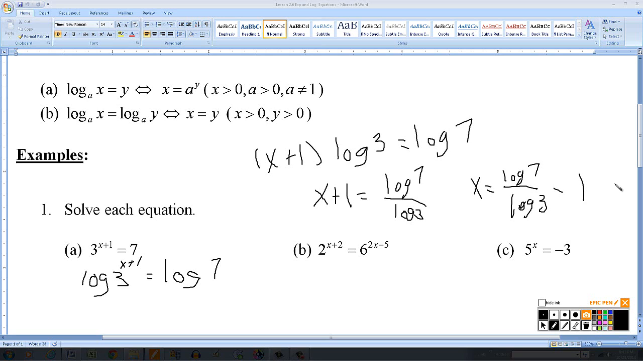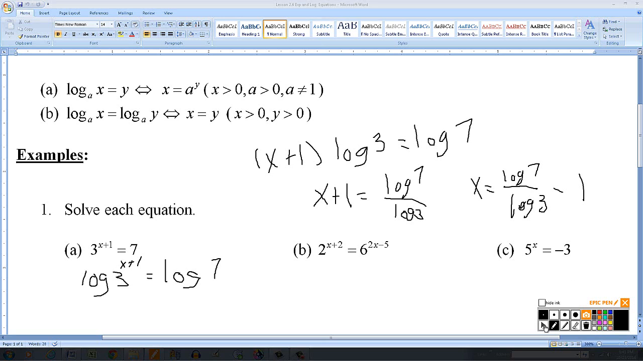Now that's your exact answer. Sometimes when you're solving these problems, they'll say give an approximate answer to 2 places or 3 places. Sometimes they will want the exact answer. Well, this is the exact answer: log of 7 over log of 3, minus 1. Now if you go ahead and compute this, use your calculator and take the log of 7 divided by the log of 3 and then subtract 1, then you'll get 0.77.